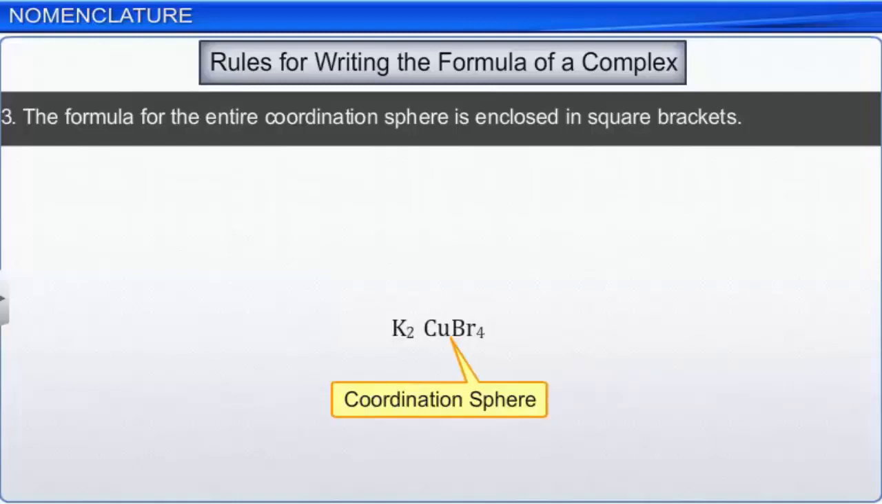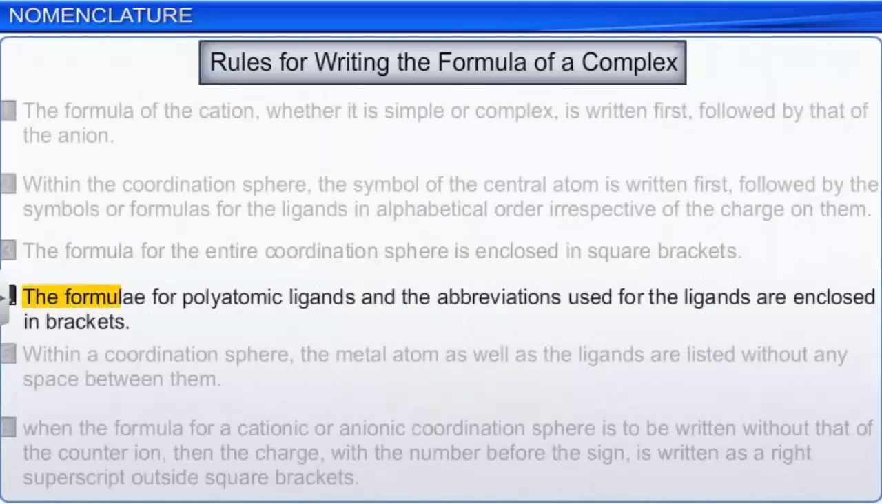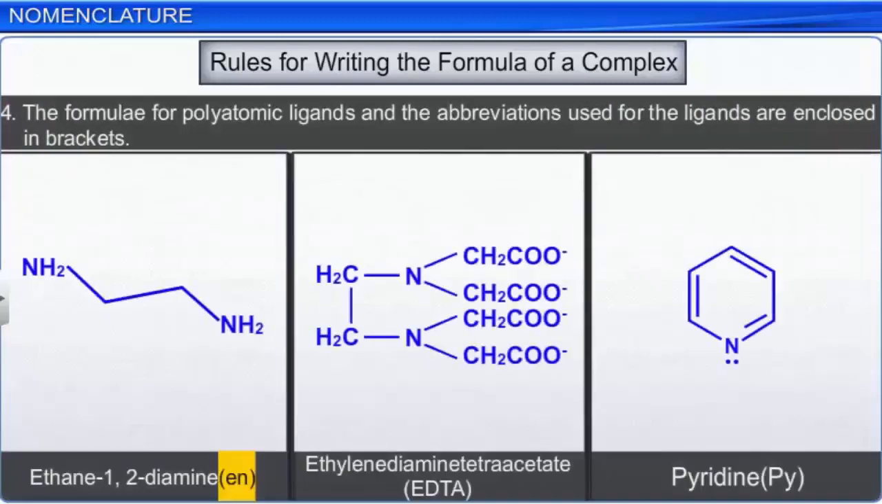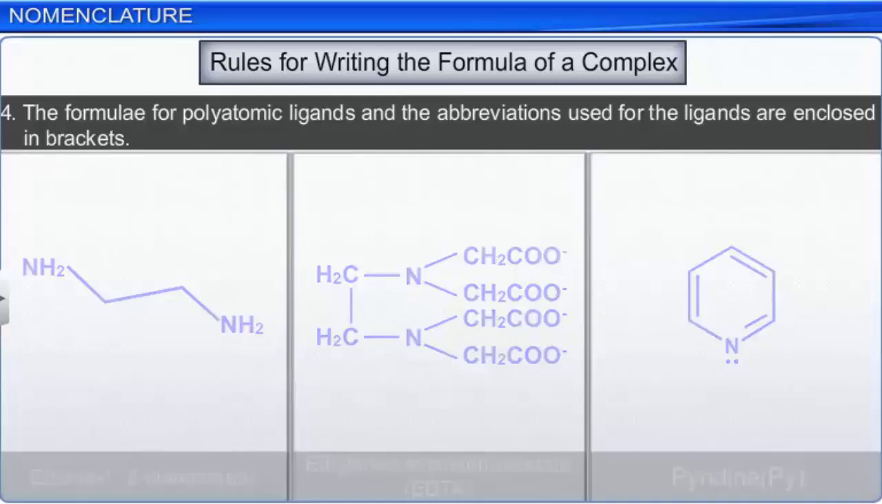The formulae for polyatomic ligands and the abbreviations used for the ligands are enclosed in brackets. For example, en, EDTA, py, etc. are enclosed in brackets. For example, in the complex of cobalt shown here, the coordination entity contains the polyatomic ammonia ligand and the abbreviated ethane 1,2-diamine ligand enclosed in brackets.